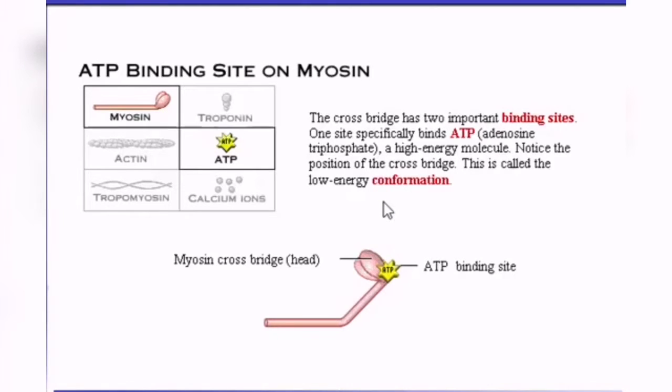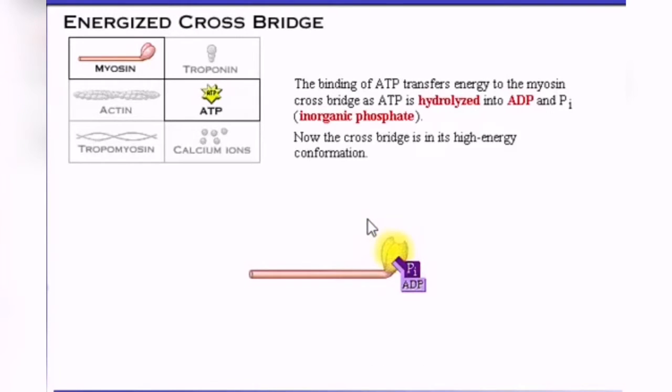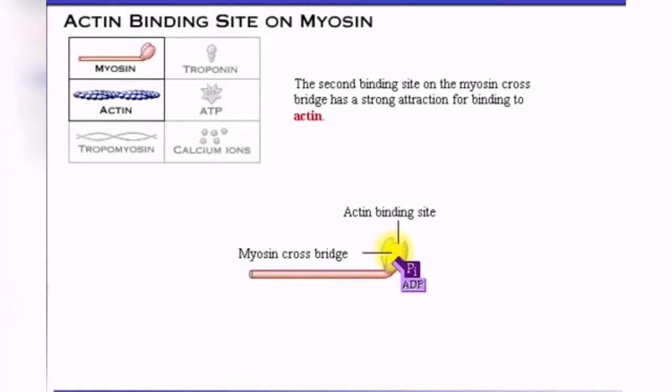The binding of ATP transfers energy to the myosin cross bridge as ATP is hydrolyzed into ADP and inorganic phosphate. Click the ATP molecule to transfer energy to myosin. Now the cross bridge is in its high energy conformation. The second binding site on the myosin cross bridge has a strong attraction for binding to actin, as we'll see later in the cross bridge cycling animation.